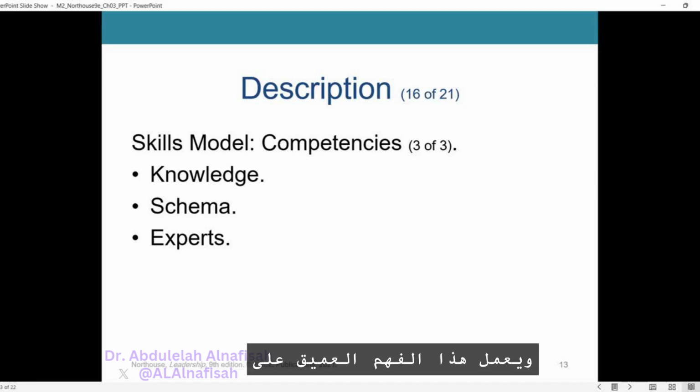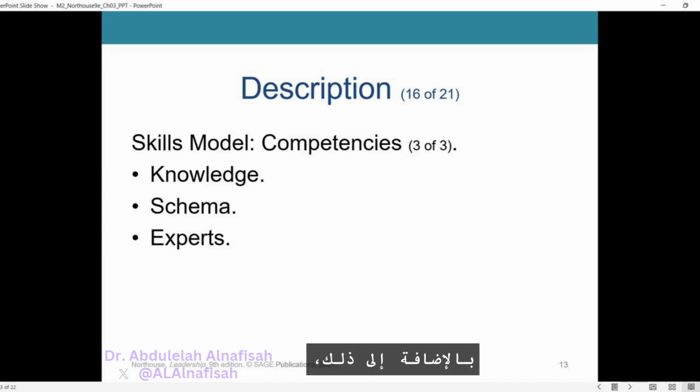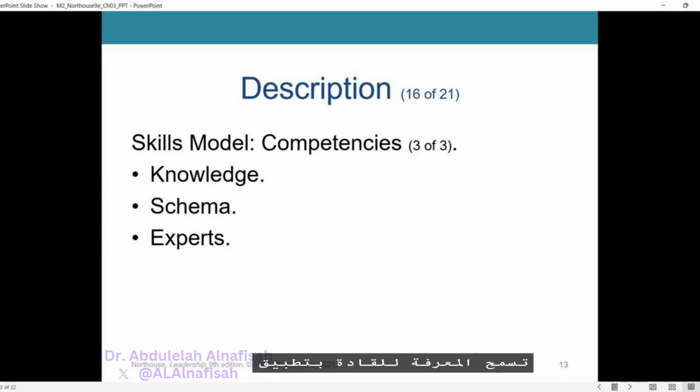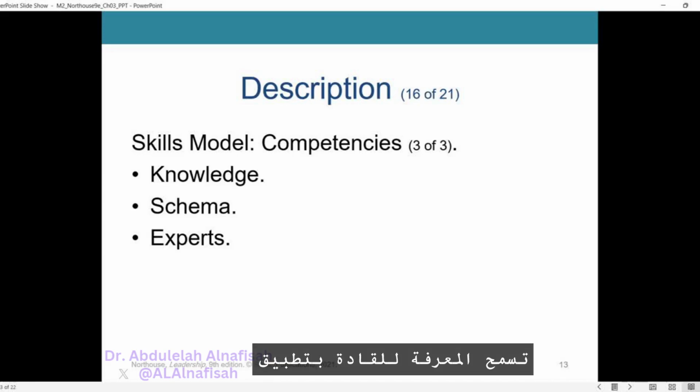This deep understanding enhances problem-solving capabilities, enabling leaders to analyze complex systems, anticipate challenges, and develop strategic solutions. Additionally, knowledge allows leaders to apply past experiences to future challenges, using historical insights to drive informed decision-making and organizational change.